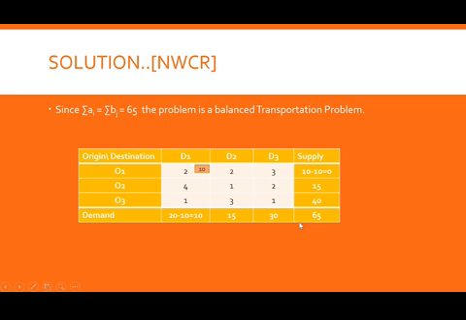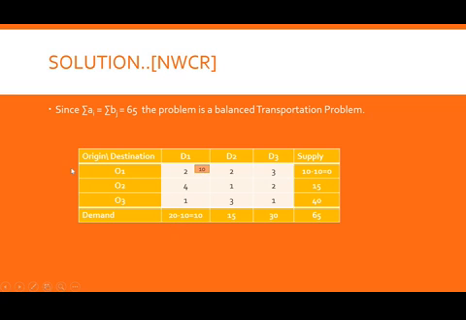So we go about solving it. We try to solve the IBFS. So they have specified to solve it using NWCR. So the top left corner has to be chosen. So the top left corner is O1 D1. So you make an allocation here. So how much allocation can be made? Supply is 10, demand is 20, you can satisfy 10.